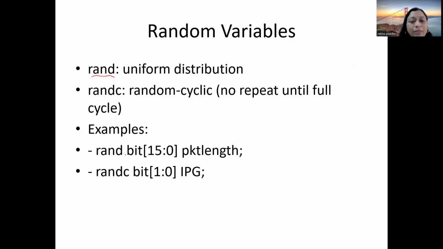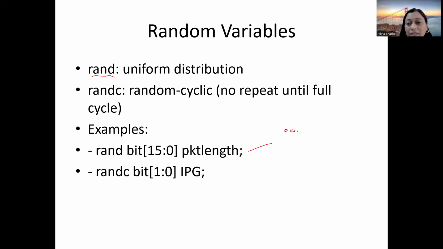For example, you can declare a variable packet_length as a 16-bit variable. And since I want it to be randomized, I just prefix it with rand. It is of type bit, of length 16 bits, and the name is packet_length, right? So when you do this, it randomly generates different values for packet_length, which is 16 bits.